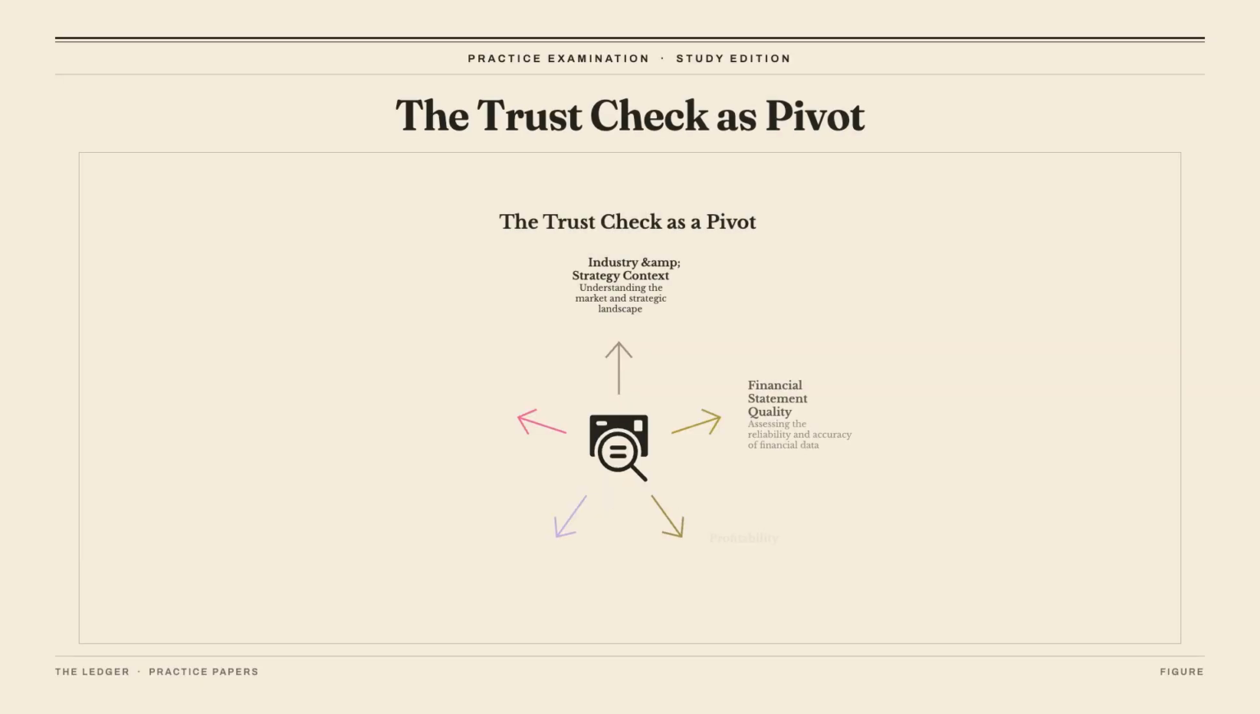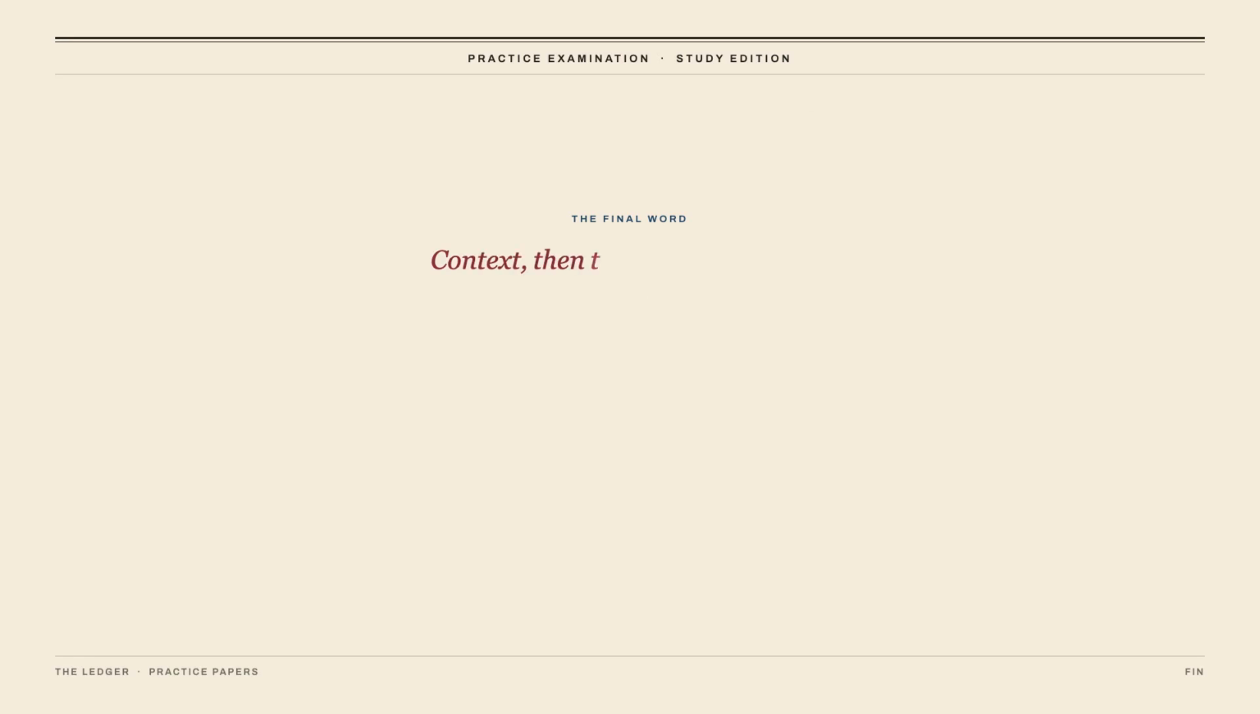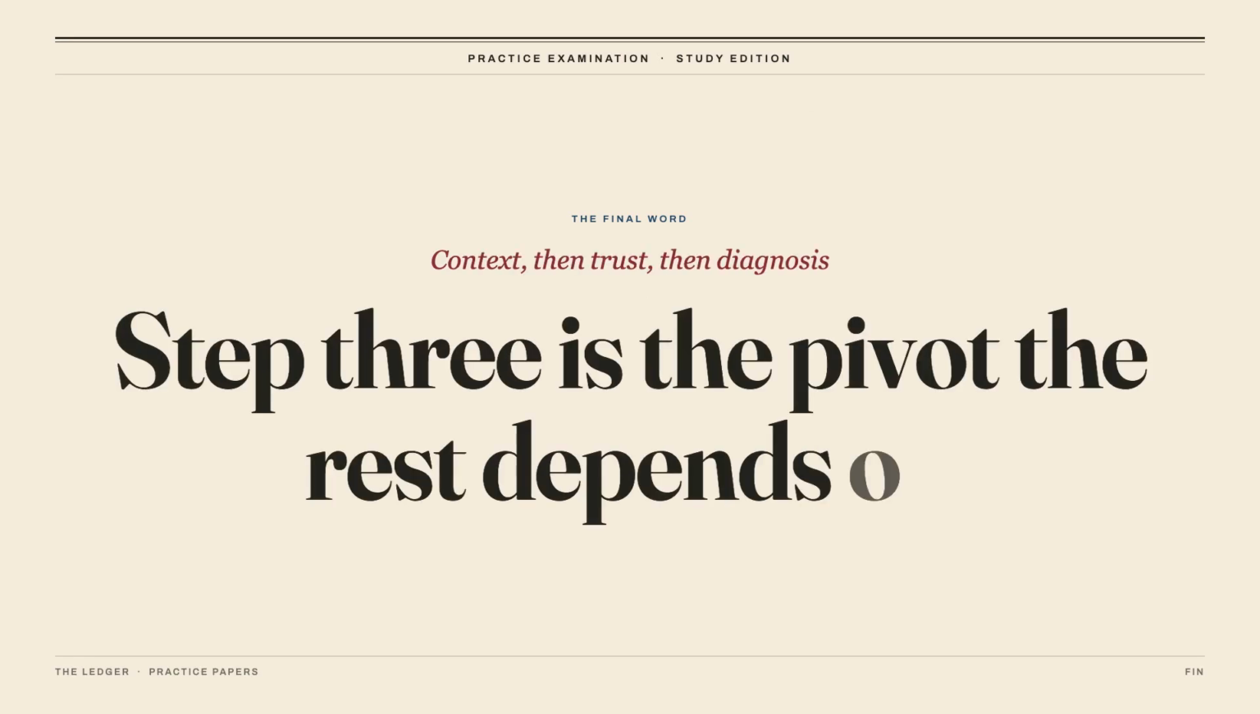Skip that gate and ratios still come out clean and precise and still be meaningless if earnings were smoothed or assets inflated. The arithmetic can't detect a lie in its own inputs, so the analyst must catch it before diagnosis even begins. Everything before the trust check prepares the ground. Everything after it depends on its verdicts. That's why it sits precisely in the middle, not by convention but by necessity.